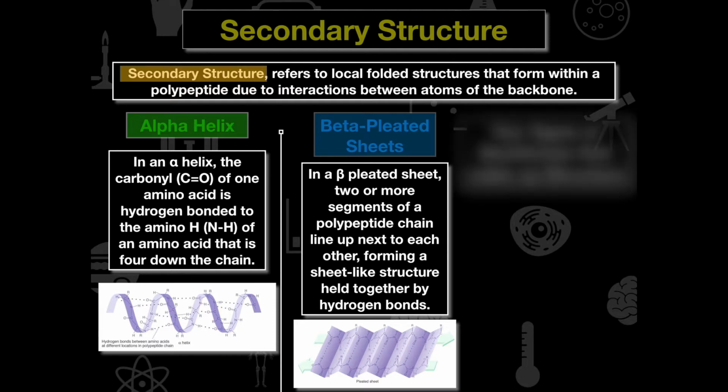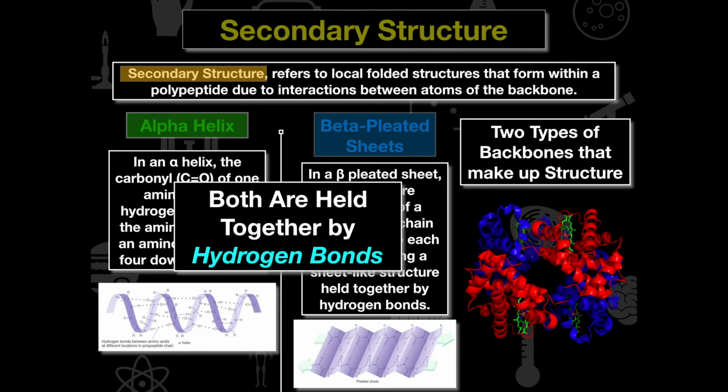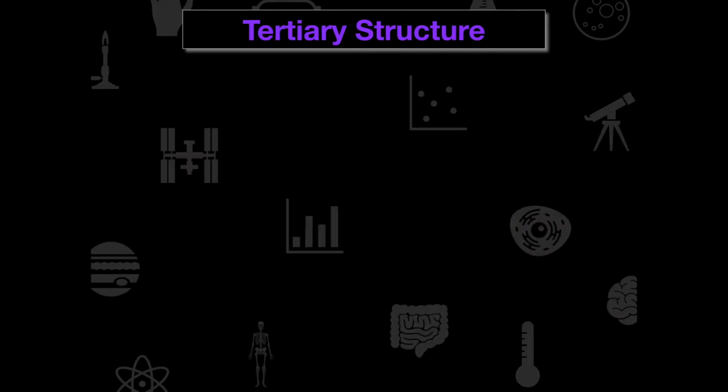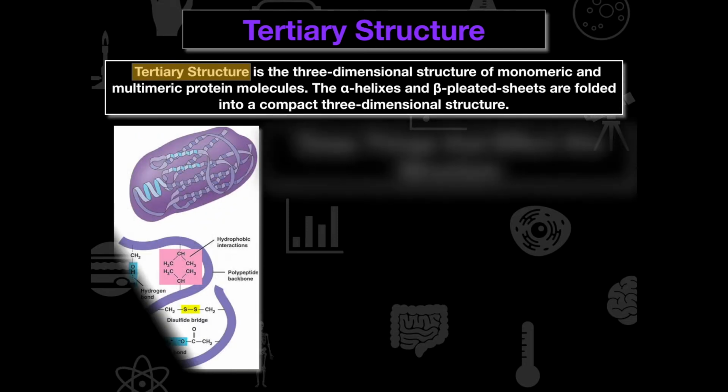When we go through and talk about this, these 2 backbones are going to make up our tertiary structure, and they're also going to make up our quaternary structure. Both are held together via hydrogen bonds, and the arrangement of these hydrogen bonds creates the helices or the sheets. And when we talk about tertiary structure, that is really when we start talking about the 3-dimensional structure of that protein.